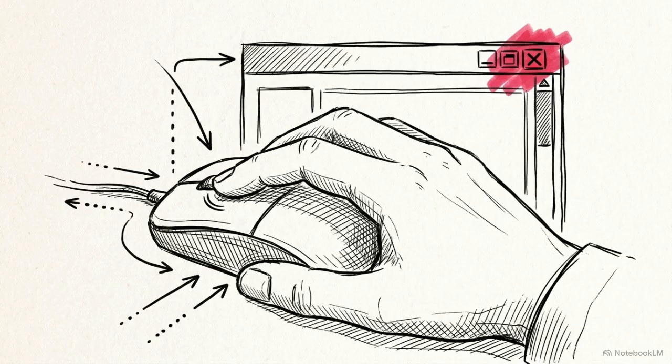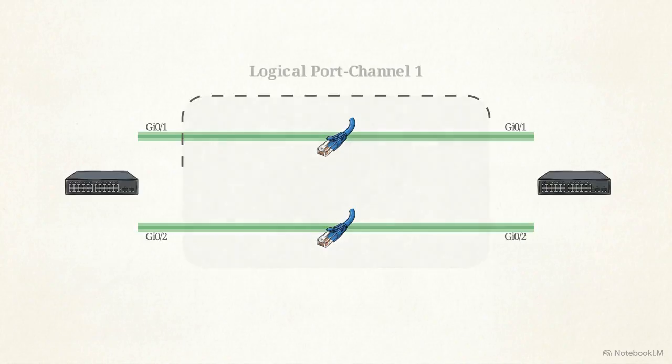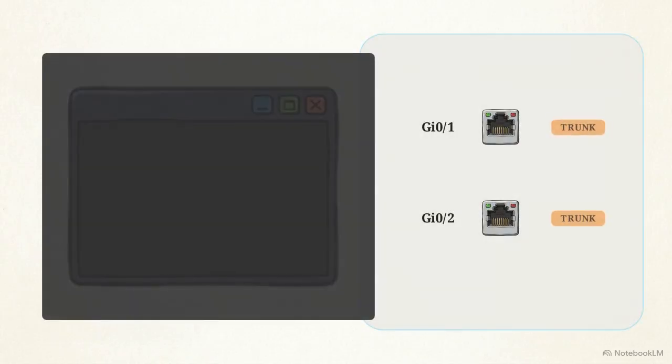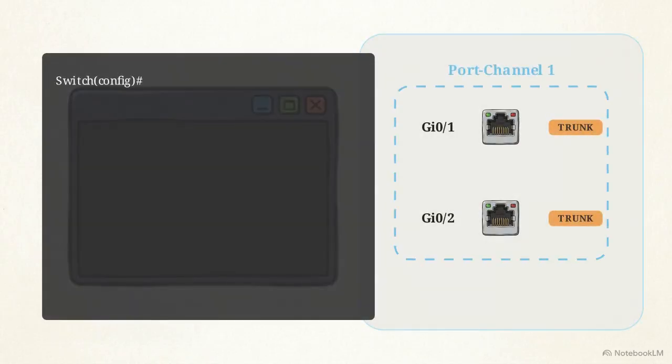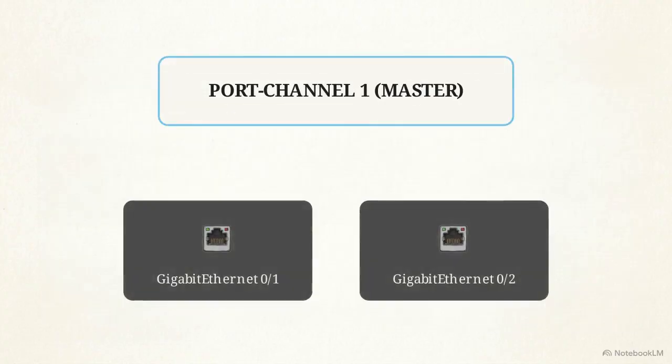At this stage, many engineers close the terminal, assuming the job is done. But configuring the physical wires is only half the process. The logical container itself still needs instructions. You must enter the configuration for the newly created logical interface. Type interface port-channel 1, and then configure it to match the physical links using switchport mode trunk. The physical cables are now fully subordinated to this new logical master interface.